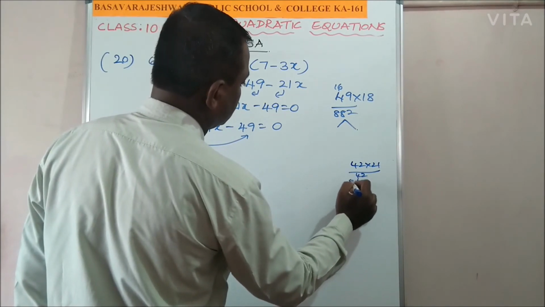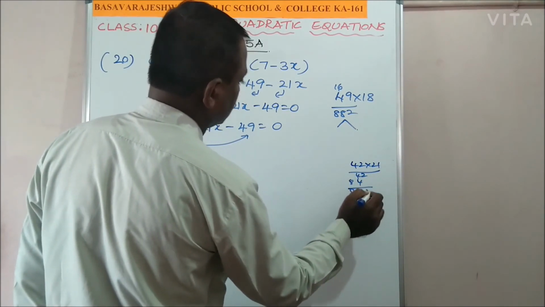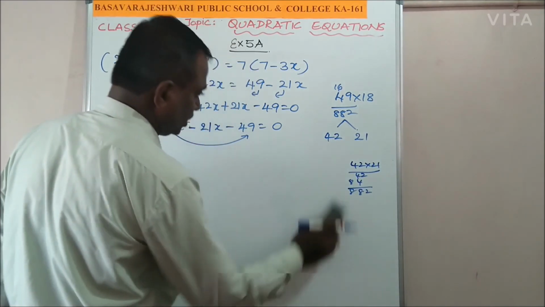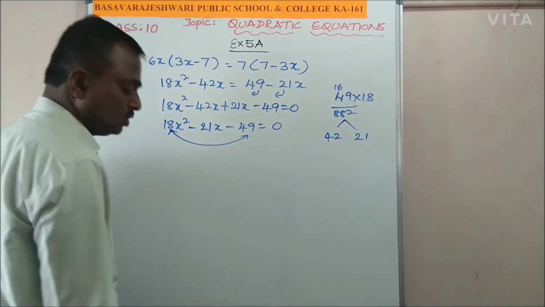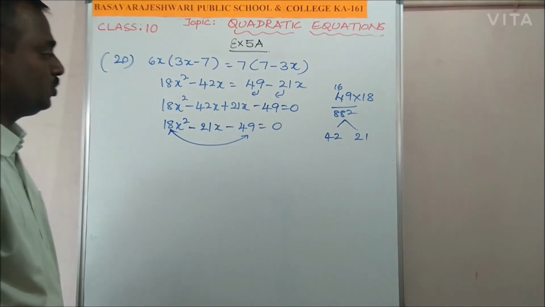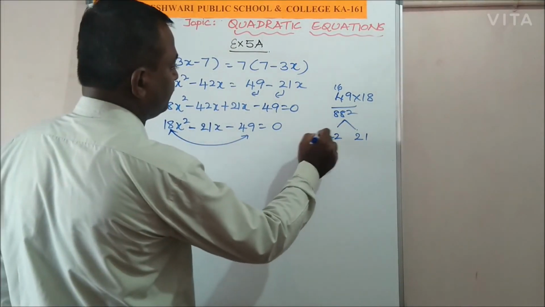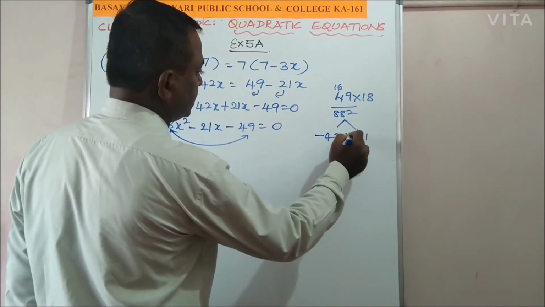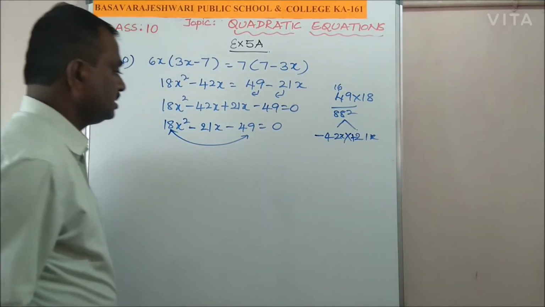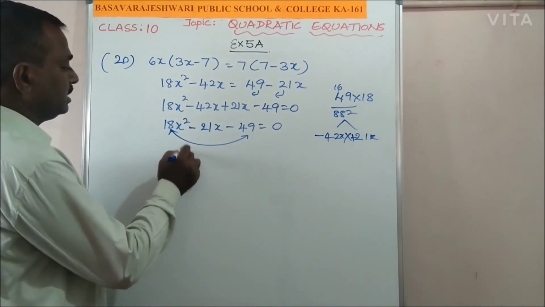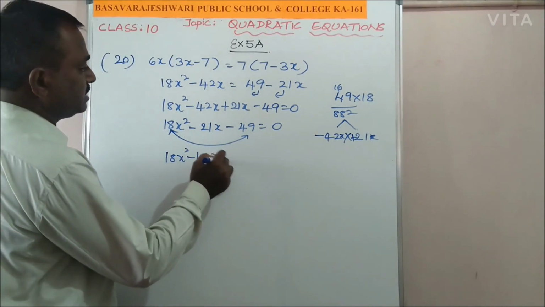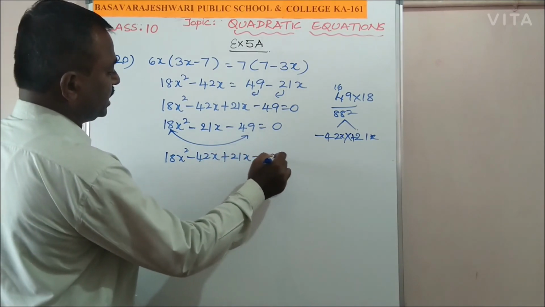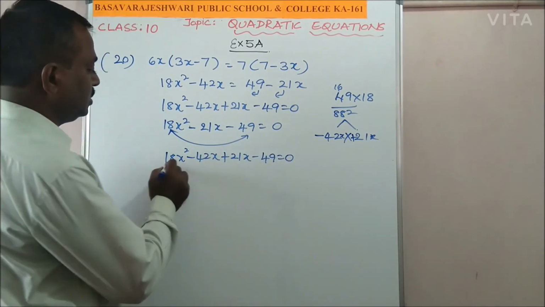You do it using prime factorization. You will get the two numbers 42 and 21. This is minus 42. This is plus. This is x into x. So 18x square minus 42x plus 21x minus 49 is equal to 0.